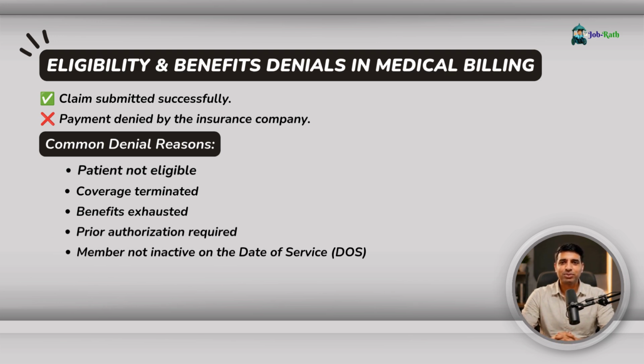At this point, you may start asking yourself, what went wrong? Did the provider make a mistake? Did the insurance company make a mistake? Or did the patient lose their insurance coverage? These are called eligibility and benefits denials. But the good news is that many of these denials can be corrected if you know exactly what to check.